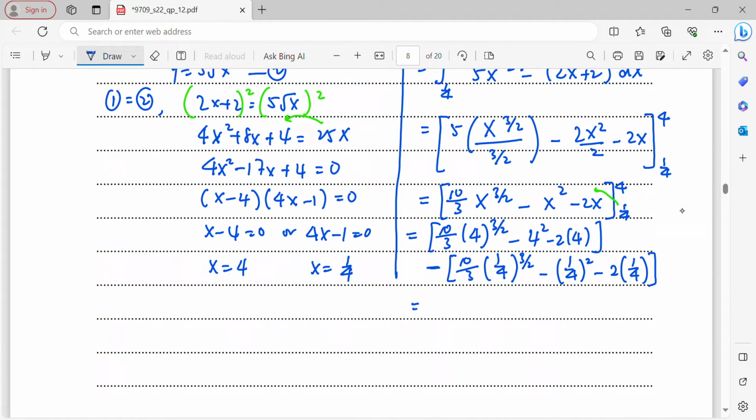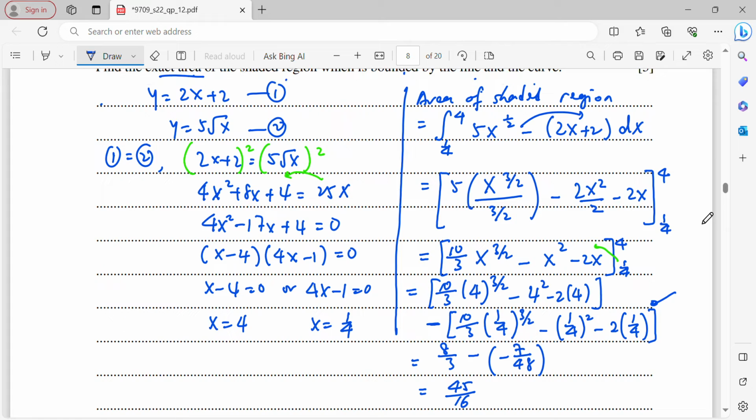Okay, so from here, when you calculate the first square bracket, you will be getting 8 over 3. Then minus the second bracket, it will be negative 7 over 48. So at last, you will be getting 45 over 16. So that is the exact area of the shaded region.